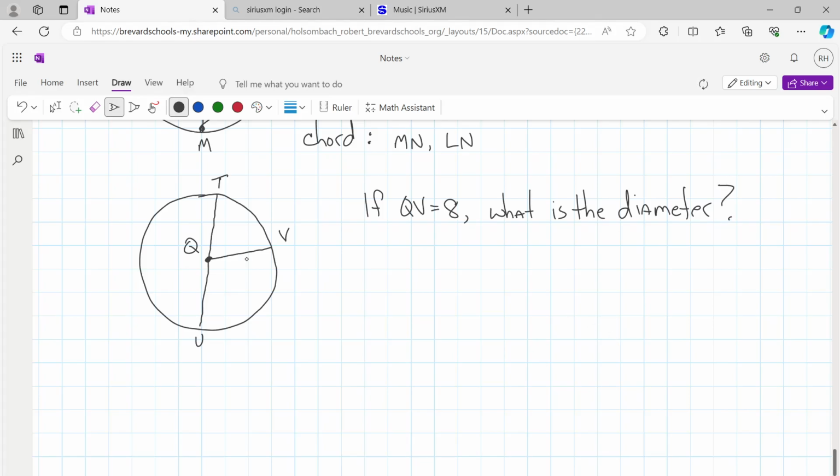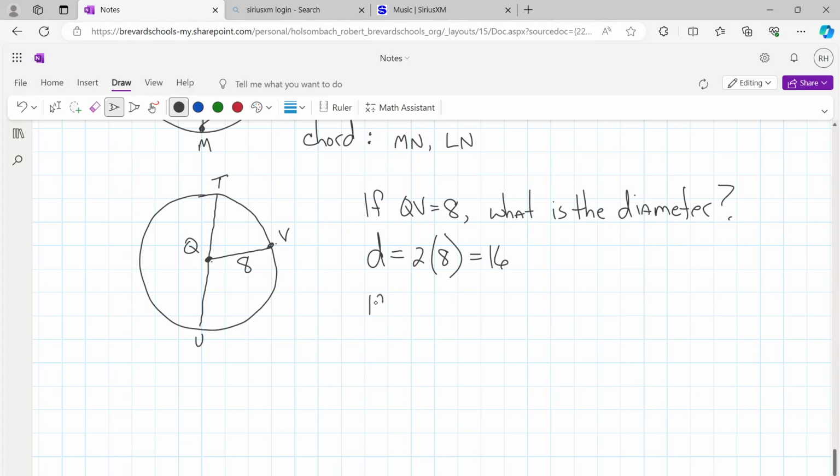If QV is 8, Q to V is the radius, isn't it? Goes from the center to the edge of the circle. Well, we said earlier that the diameter was twice as big as the radius. So the diameter is equal to 2 times 8. So our diameter is equal to 16. Any questions till now?